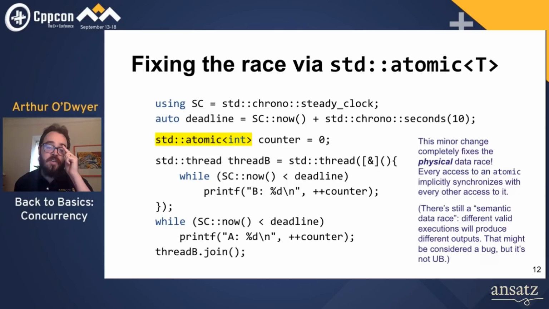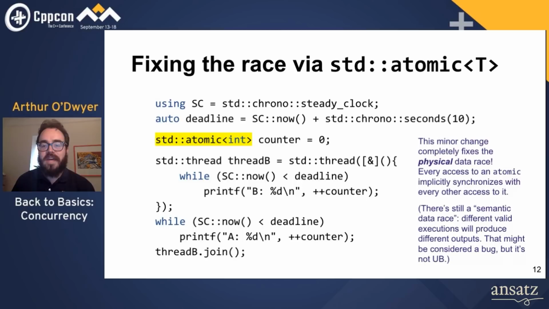So here, I have thread A and thread B, and they're both trying to increment counter simultaneously, at the same time. But by definition, because it's of type std::atomic of int, each of those accesses, each of those reads and writes, synchronizes with everything else that's going on in the program, or every other access to that variable that's going on in the program.